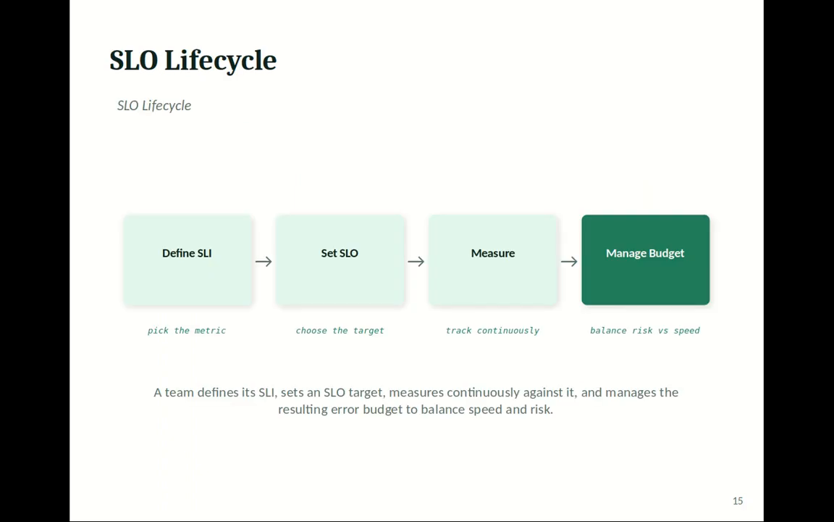SLO life cycle. Pick the metric, define the SLI, choose the target, set the SLO, track and measure continuously, balance risk versus speed, manage the budget. A team defines its SLI, sets an SLO target, measures continuously against it, and manages the resulting error budget to balance speed and risk.